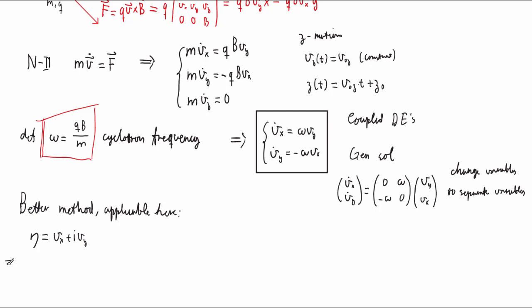And if we have that, we also get, of course, that eta dot is Vx dot plus i Vy dot. And we can also multiply eta by an i, and then knowing that i times i is minus 1, we get this. Okay. All right, so knowing this, I'm going to take these two equations. I'm going to call this equation 1, and this is equation 2. And I'm going to take equation 1 and add it to i times equation 2. And then I get the following.